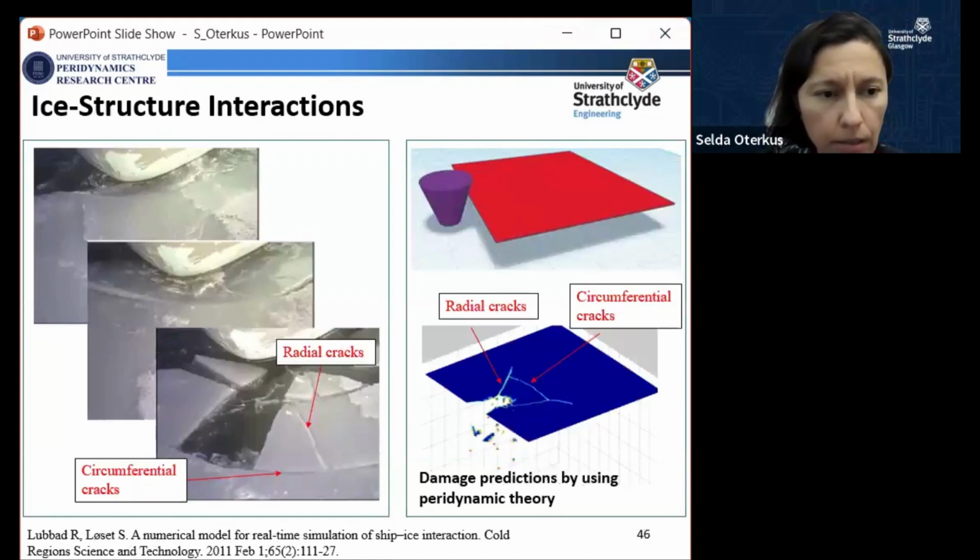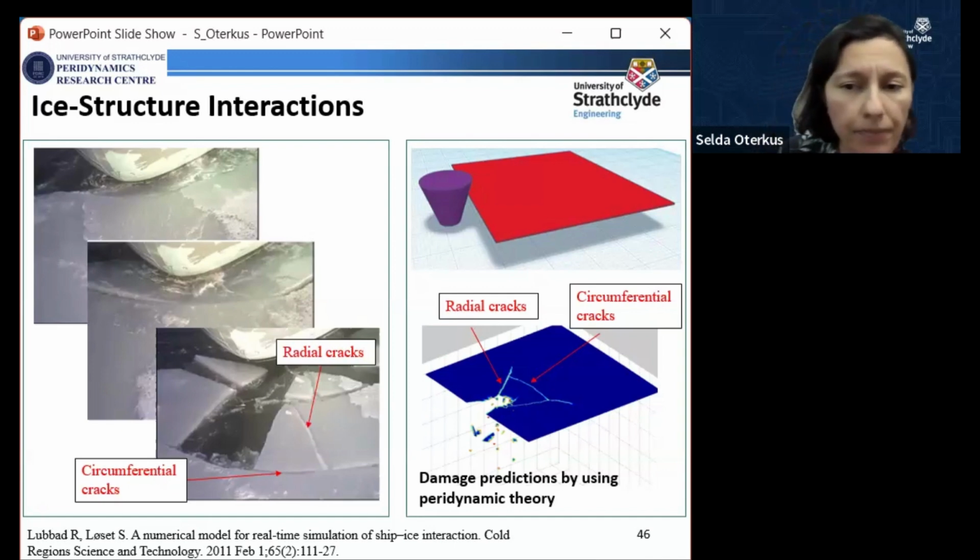Here you can see on the left, this is the experimental data. They observed the radial cracks and circumferential cracks when the ice plate is hit by a rigid structure. And we did a similar simulation. This is a rigid structure, and this is the ice plate. As you can see, we obtained the radial cracks and circumferential cracks that were observed in the experimental results. We can get very realistic damage patterns.